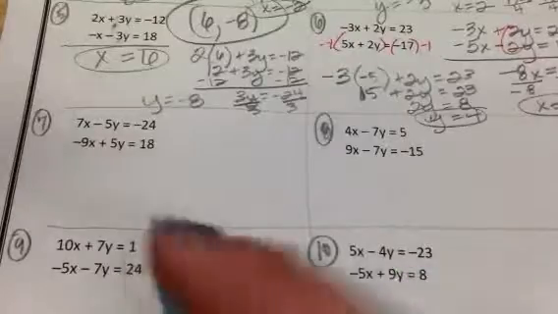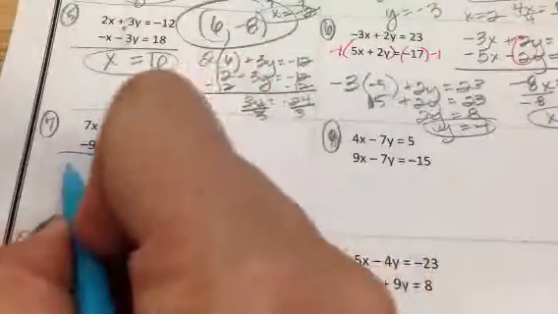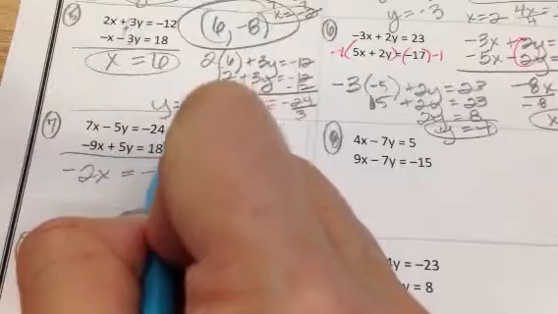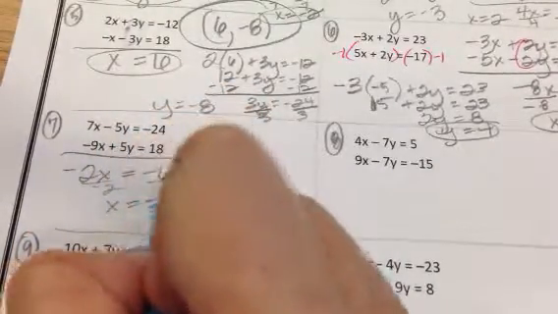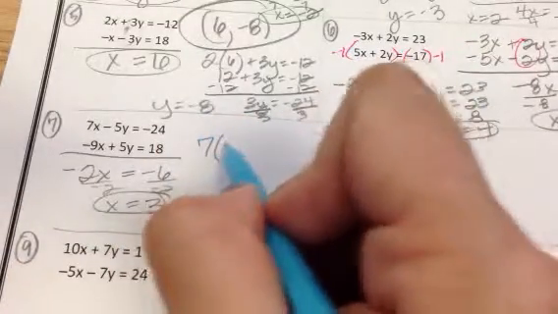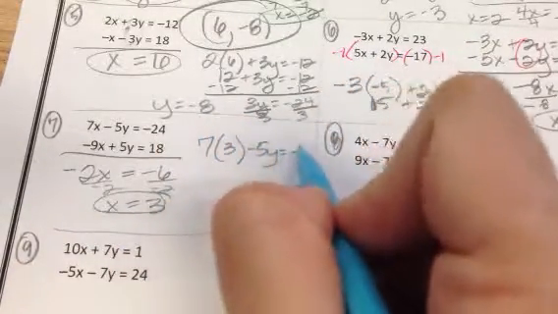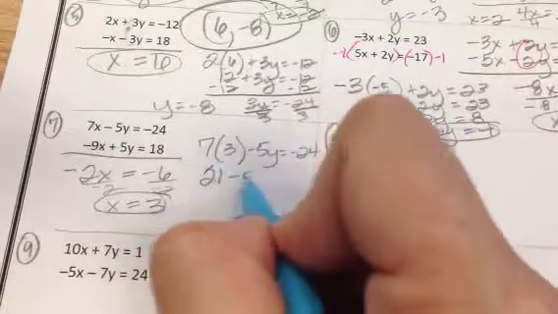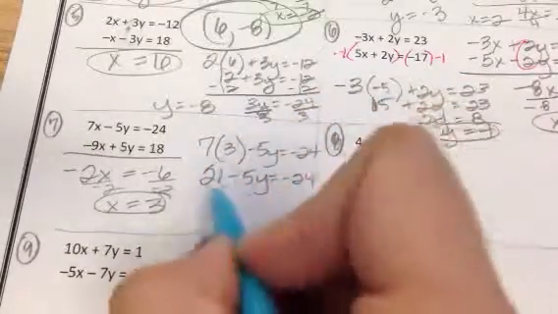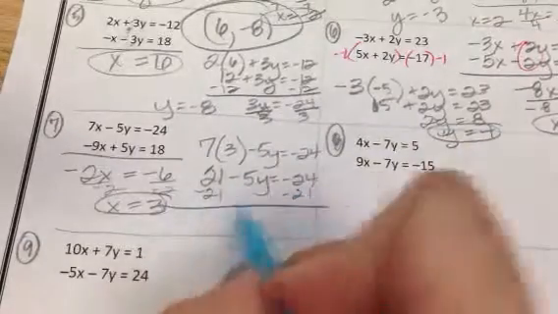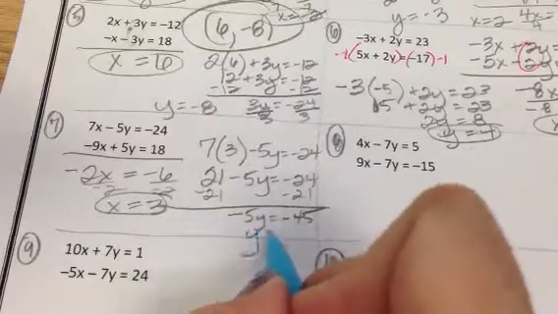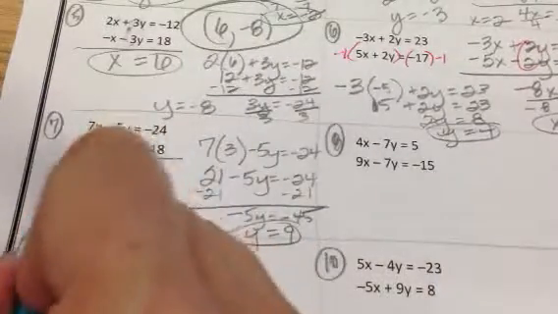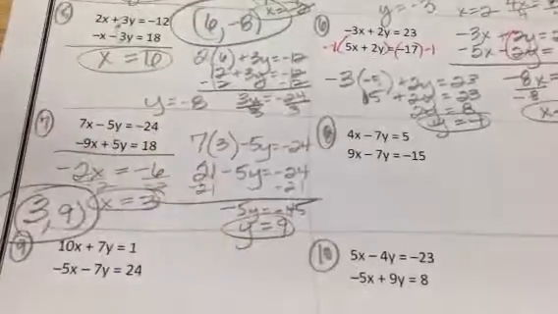Moving on to number 7. I have opposite coefficients on my y's. I'm going to combine down. Negative 2x equals negative 6. I'm going to divide by negative 2 on both sides and find out that x is equal to 3. When I use x is equal to 3 to solve for y, 21 minus 5y equals negative 24. If I subtract 21 from both sides, negative 5y equals negative 45. If I divide by negative 5, y must be 9. 3, 9 is the ordered pair solution for this problem.